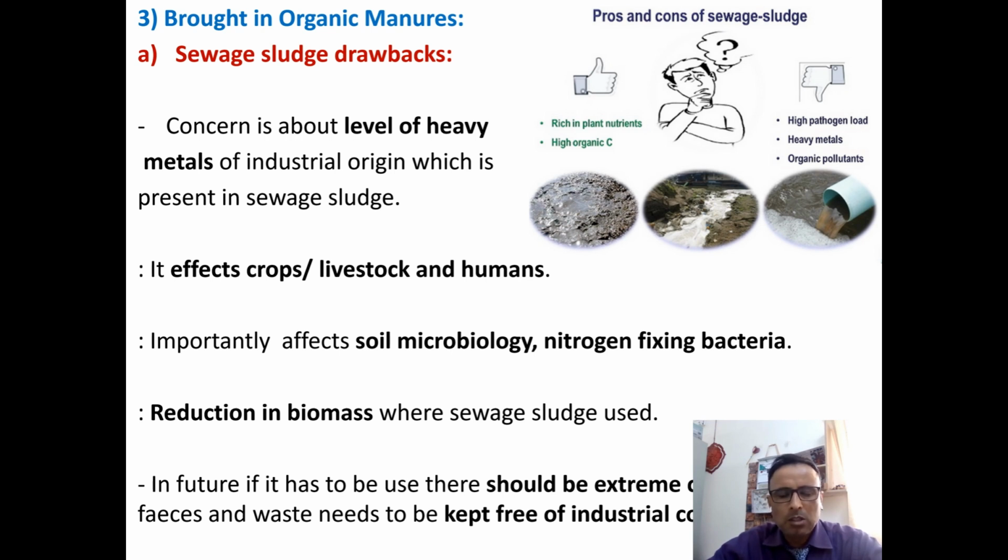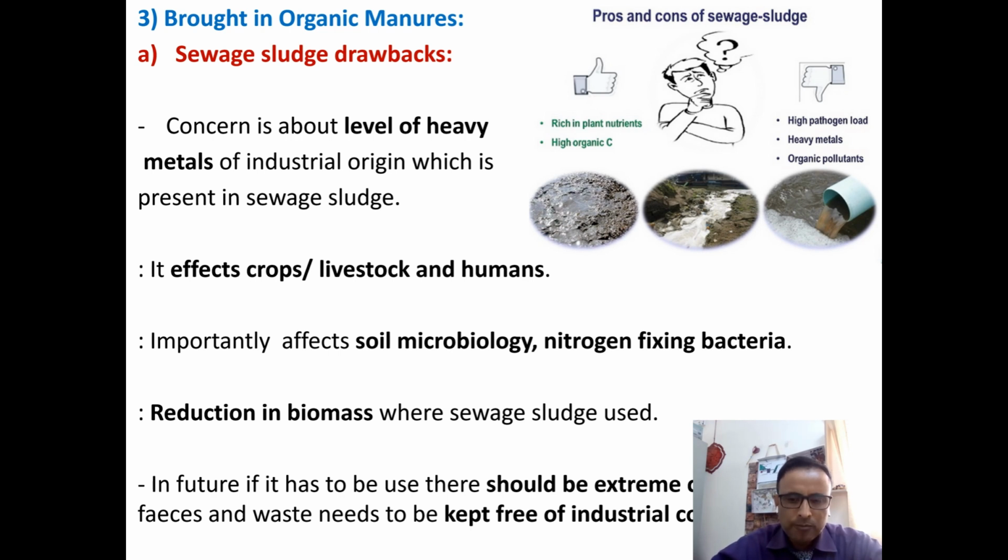If you are talking about whole sewage sludge conversion into manure, then it comes with bigger problems of presence of pathogen load, heavy metal load, and organic pollutants, which will be there if you use the complete sewage sludge for organic manure generation. If you apply these kinds of manures to the crops, it will affect the crops, the livestock, as well as human beings, and it will also affect the soil microbiology and nitrogen fixing bacteria. Wherever sewage sludge based manures are used, a reduction in biomass after the application of sewage sludge has been found.